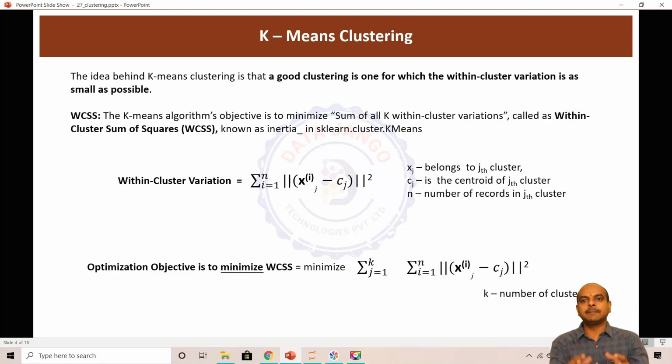If that is minimal, that's when the algorithm stops learning, or stops calculating the mean of the data points inside the cluster and then calculating distances of all the data points. That whole calculation will stop when within cluster sum of squares stops reducing.